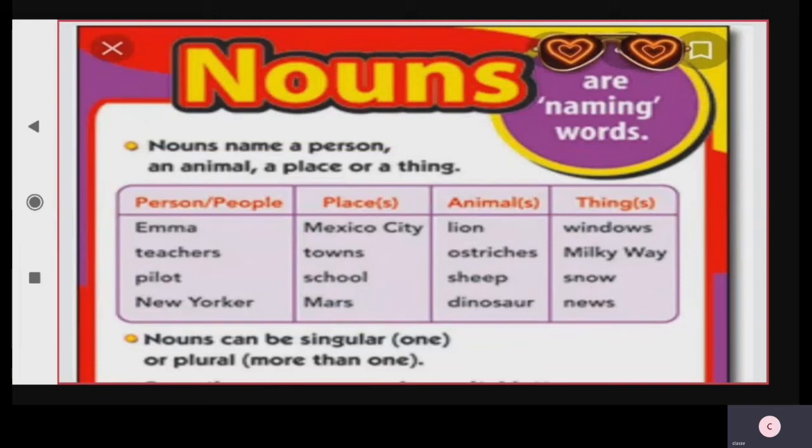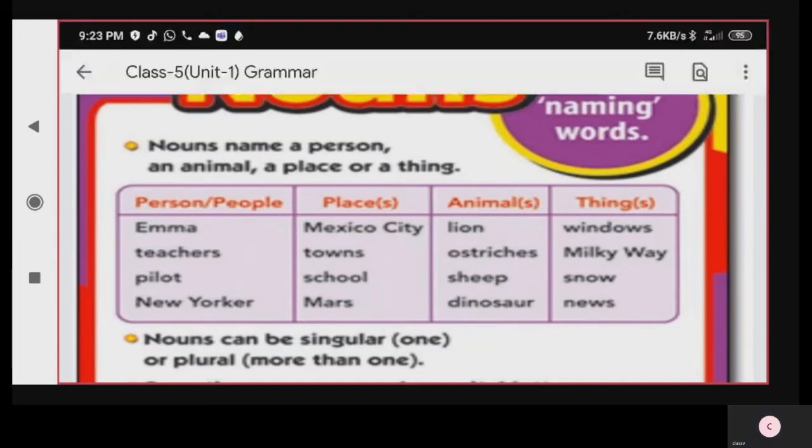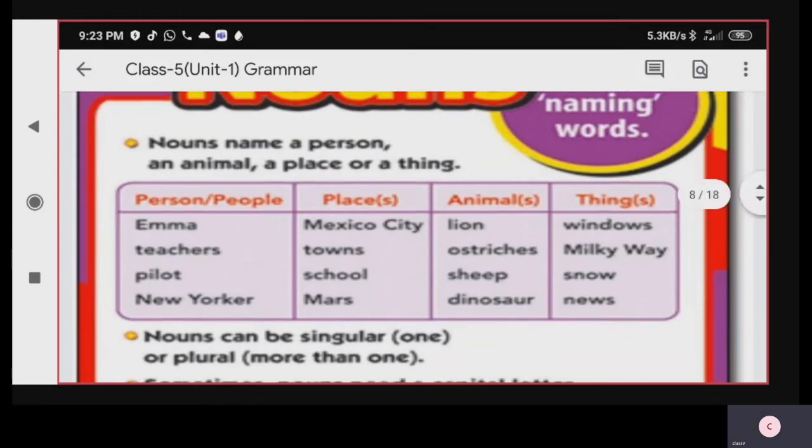Places: Mexico City, towns, school, Mars. Animals: lion, ostriches, sheep, dinosaur. Things: windows, Milky Way, snow, news. Nouns can be singular or plural.